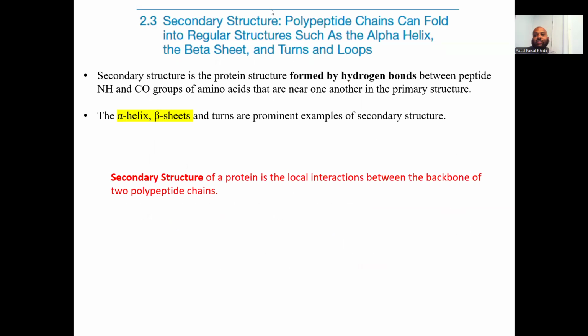Now we move into secondary structure. So the secondary structure of the amino acids can fold into regular structures such as the alpha helix and the beta sheets. That is so important. I mean, we have to understand that the beta sheets, the beta pleated sheets, and the alpha helix are what kind of protein structure? Secondary. So the secondary structure is the protein structure that's formed by hydrogen bonds. So who achieves for us the secondary structure is the hydrogen bond between the peptide bond NH and the CO.